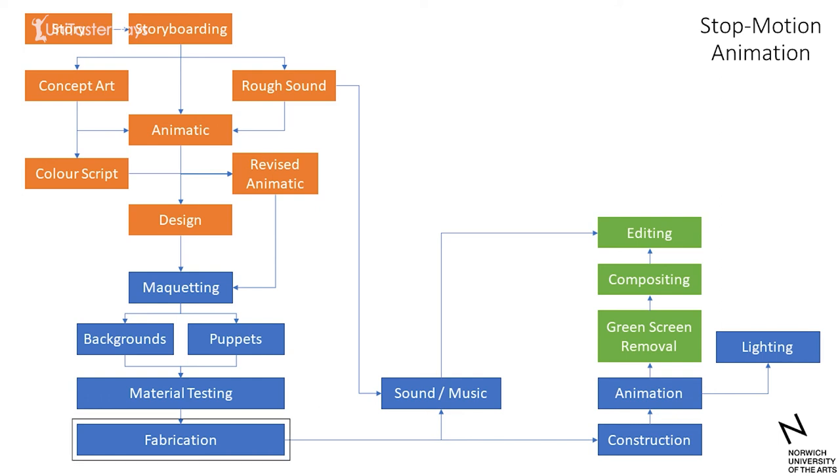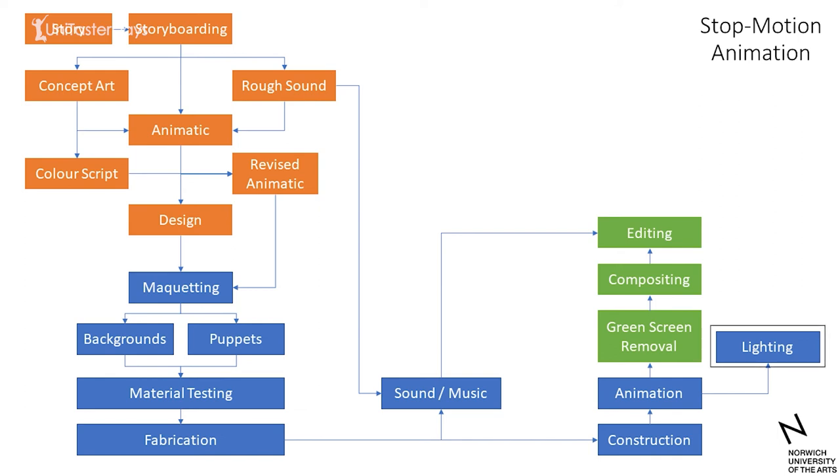Then we fabricate the various elements, the puppets, layers of clothing, the environments, the various props. All these go through a fabrication phase. Once we fabricate, we construct the elements, which is just like the word says, building them. Then we move into animation. And with animation, we also have a lighting phase.